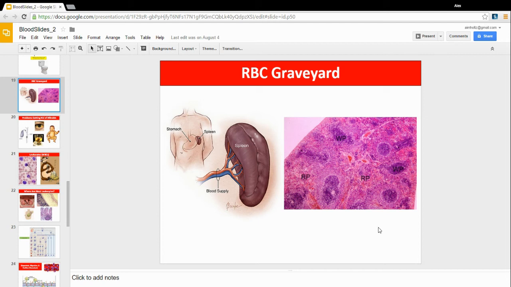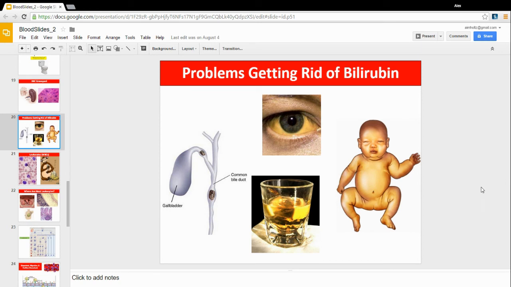By the way, if you lose your spleen, that red blood cell destruction job falls to your liver and, to a small degree, to your red bone marrow as well. Let's talk about bilirubin a little more. Bilirubin is a normal breakdown product of red blood cells. It is a yellowish pigment. Sometimes people can have problems getting rid of bilirubin, or making too much bilirubin for that matter.